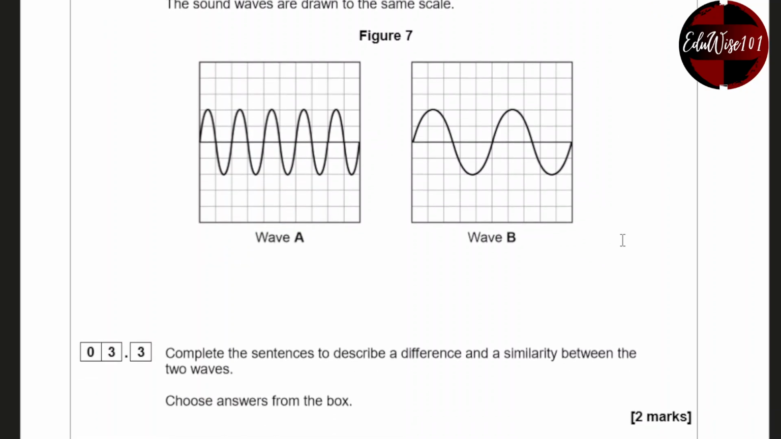So wave A, the waves, as you can see, are much closer together. Wave B, the waves are a bit spread out. Complete the sentences to describe a difference and a similarity between the 2 waves. So the difference is, in wave A, the waves are closer together. This is high frequency. When the waves are together, it's high frequency. And that's low frequency.